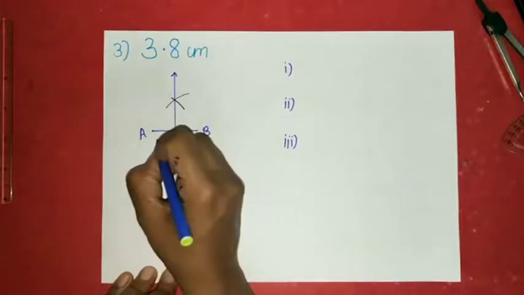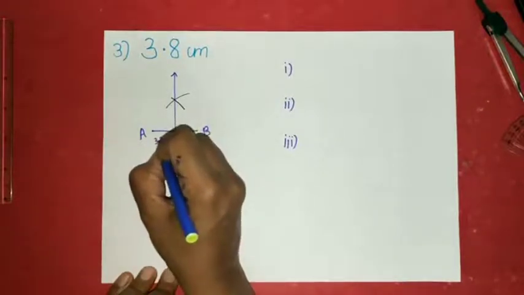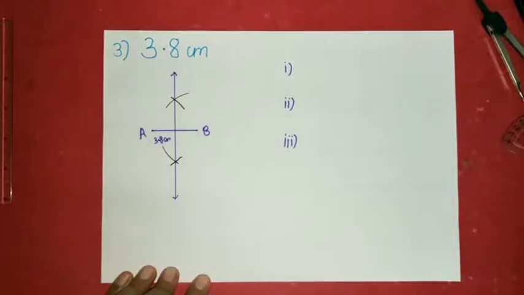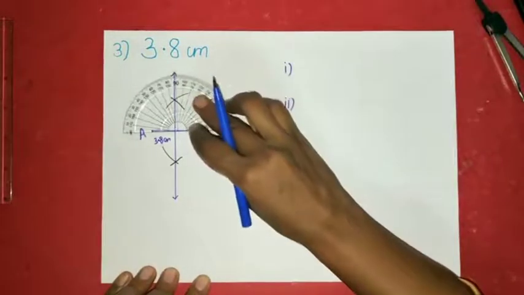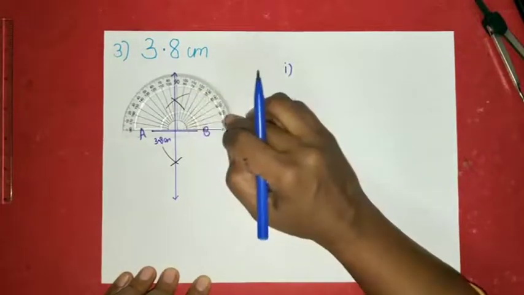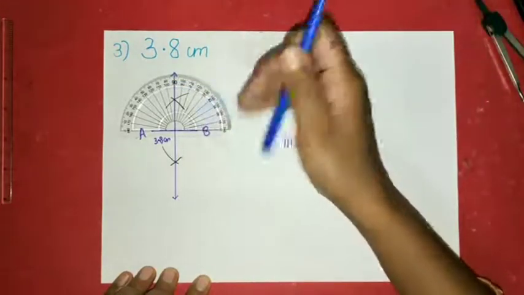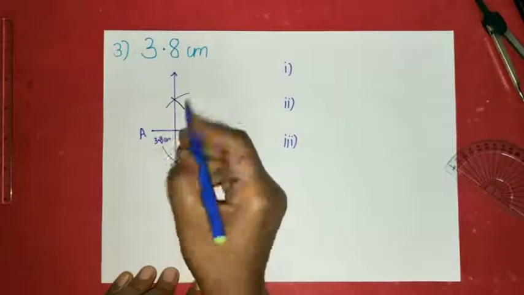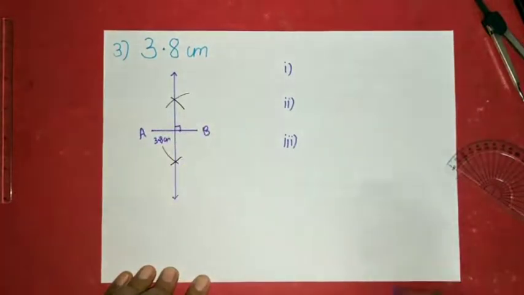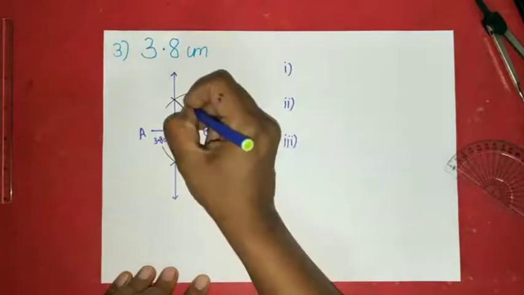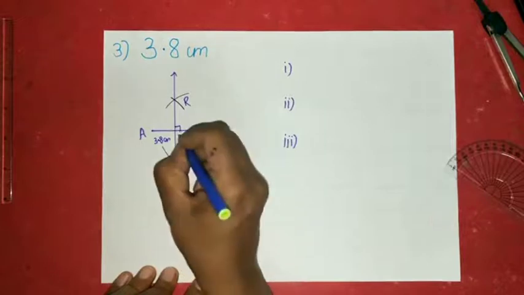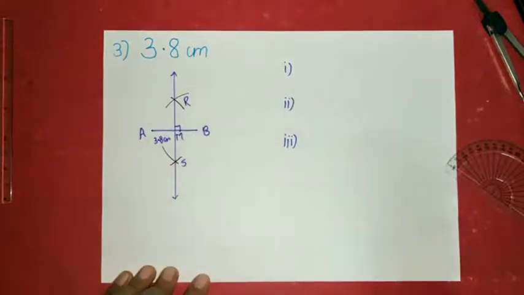Segment AB is of 3.8 centimeter. So we will write its measure here like this. Now we will check whether it is perpendicular. Put the compass here like this. It is exactly 90 degrees. So we will say that it is perpendicular. So put the symbol of perpendicular. Give any name here, RS. Any name to this point, M.